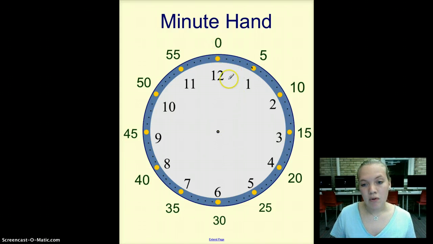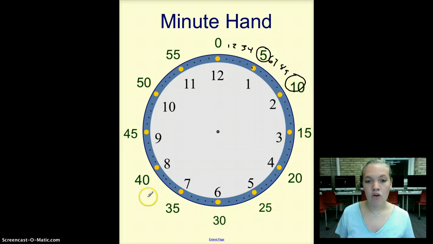Now if the hand is pointing anywhere between these markers, we just simply would count it like it's a ruler. So here we have 1 minute, 2 minutes, 3 minutes, 4 minutes, and then 5 minutes, and then 6, 7, 8, 9, 10. And it goes like this the whole way around the clock until we get back to 0.